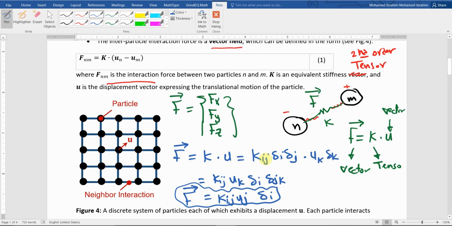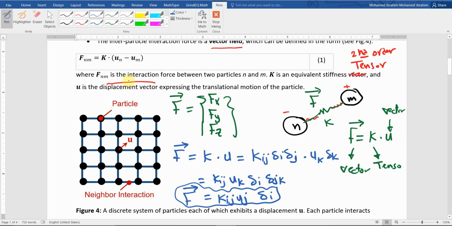So that's why in the general case, the force generated between the particles is not just one-dimensional; it is a three-dimensional vector in general. So the general expression of the force should be k, which is a second order tensor that represents the equivalent stiffness of this spring set up between these two molecules, dot product times the difference in the displacements of these two particles, and these displacements themselves are vectors.